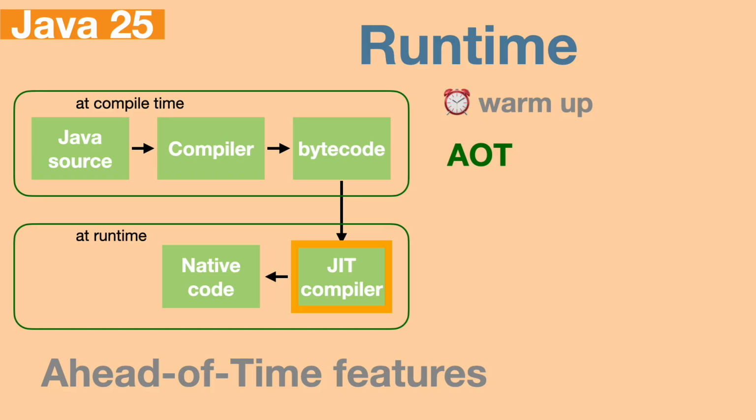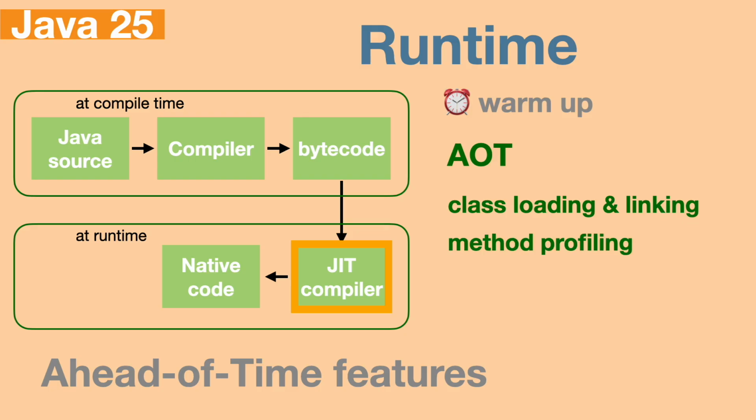The first feature is ahead-of-time class loading and linking. It makes it possible to preload and prelink classes before applications start, so the JVM doesn't waste time resolving them at runtime. This cuts startup delays and reduces CPU overhead during warm-up. Next is ahead-of-time method profiling. It saves JIT profiling data from previous runs and reuses it. So it lets the JVM immediately optimize hot methods instead of relearning them from scratch. This drastically shortens warm-up time.